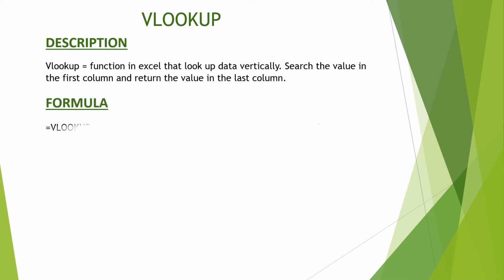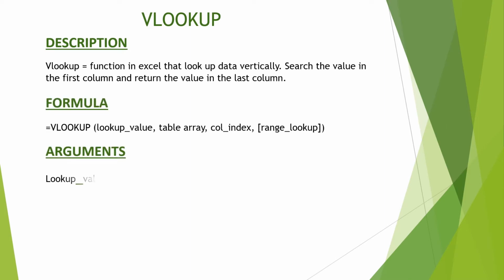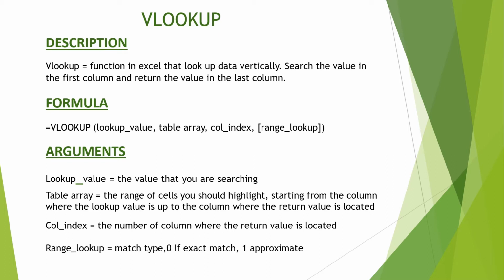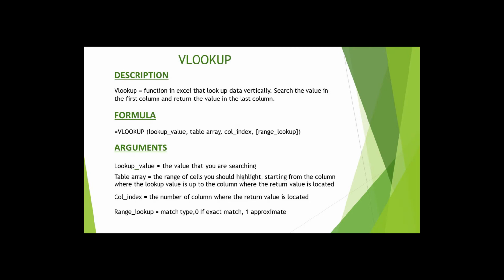Vlookup is a function in Excel that looks up data vertically. It searches the value in the first column and returns the value in the last column. As you can see in the formula, we have 4 arguments. The lookup value, which is the value you are searching for. The table array, which is the range of cells that you must highlight, starting from the column where the lookup value is up to the column where the returned value is located. The column index, which is the number of the column where the returned value is located. And the range lookup, which determines if the match is exact or approximate.